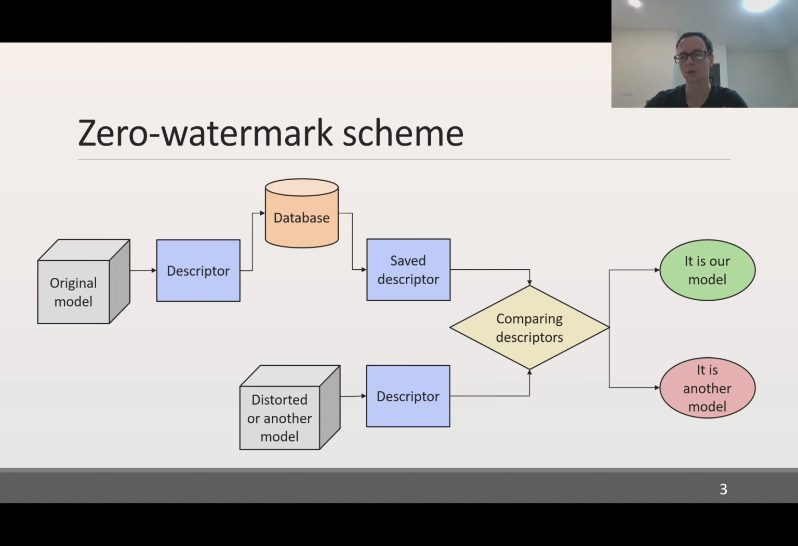For 3D models, zero watermarking works as follows. For a protected model, we find a descriptor and save it in a database until we require it. When we need to verify authenticity of a model that may be corrupted, we recalculate the model descriptor and compare it with the saved descriptor in a database. If the values are equal or very similar, we can be confident that the model is ours. If the descriptor is very different, it means that it's a different model.